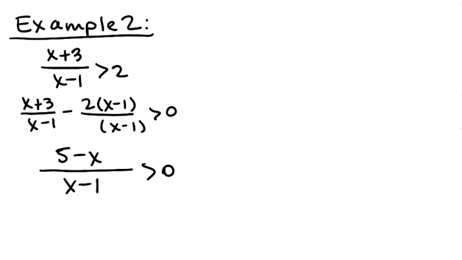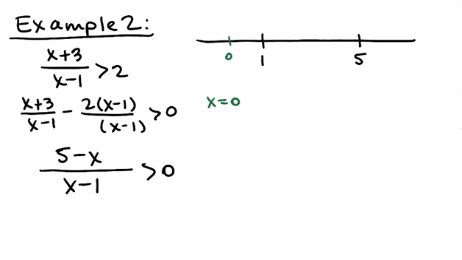So the first order of business is to make a number line. We label the zeros of the numerator, that's x equals 5, and the zeros of the denominator, that's x equals 1. And we're going to test some values. I'm going to test x equals 0, an easy one. We've got 5 minus 0 is 5, which is a positive number, divided by 0 minus 1, which is a negative number. Positive divided by negative is negative. So I'll say it's negative out here.